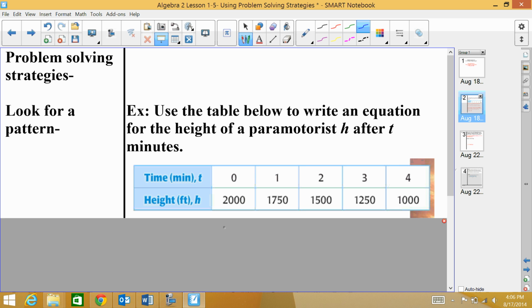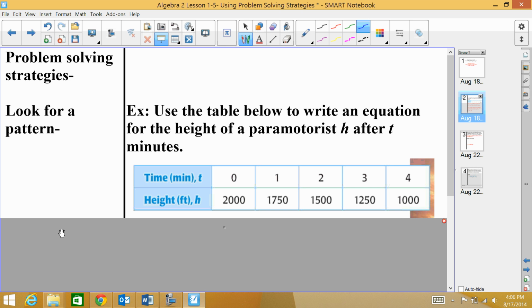The first strategy that you can use is to look for a pattern. It says use the table below to write an equation for the height of a paramotorist H after t minutes. So the height is represented by the variable H, and t is the time or the minutes that he is up in the air. So we have a height of 2,000 feet after 0 minutes, 1750 after 1 minute, 1500 after 2 minutes, and so on.